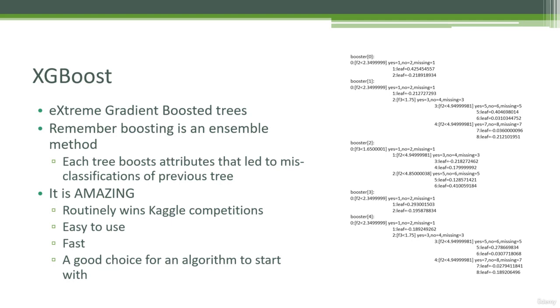XGBoost is routinely winning Kaggle competitions. It's very easy to use. It's very computationally efficient. So it makes for a really good choice for an algorithm to start from. Whatever your problem, whether it's classification or regression, there's a really good chance that XGBoost is going to prove to be the best algorithm to actually try to make a model for your data and make accurate predictions based on that model. And it's really easy to use. I mean, it's almost disturbing how easy it is.